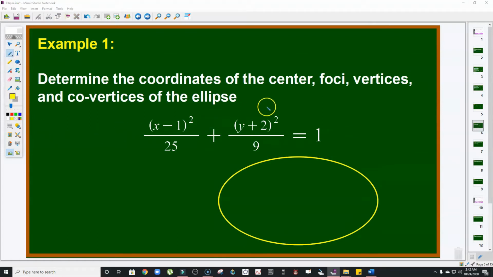Now, we can get the center right away, like in circle and parabola, right? What we do here is just reverse the sign of h and k here.